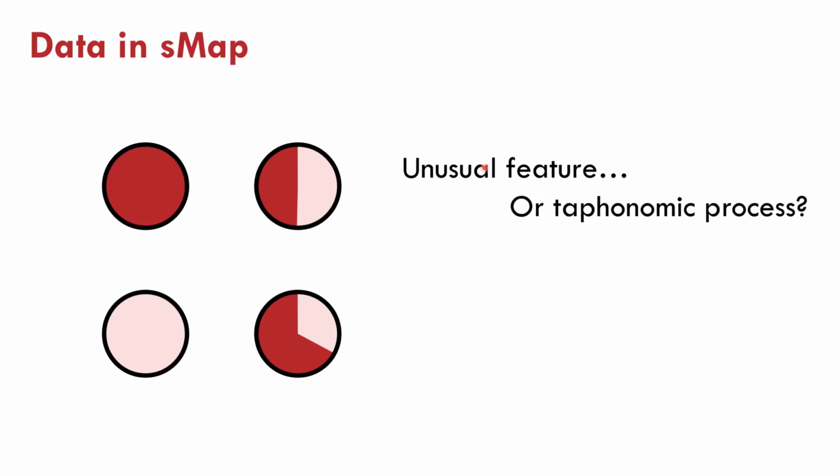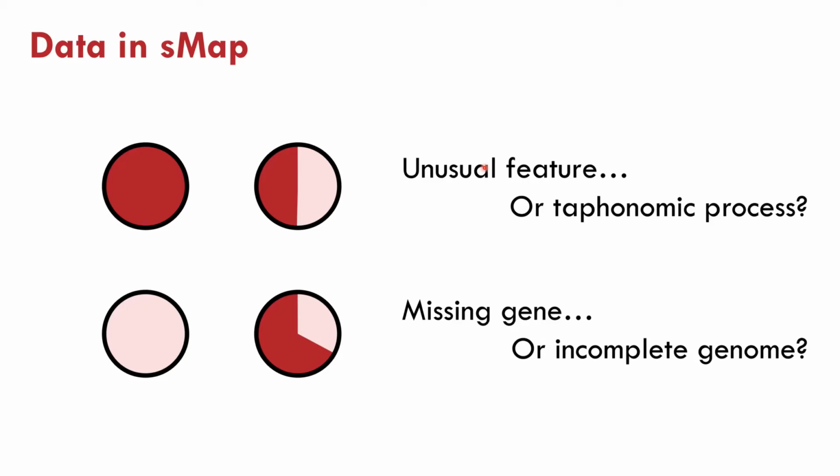uncertainty into account. And the same applies if you're looking for the presence or absence of genes in genomes. So if you don't find a gene in the genome, it might be because the gene is actually missing from the genome, or maybe you just have a genome that is incomplete. So that's the reason why you're not seeing the gene. So using this approach, you can take these uncertainties into account.